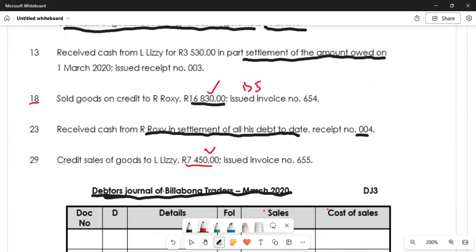7,450, which is issued invoice number 650. For Roxy, we know it is invoice number 654. This one is 655. So now we are to record this on our debtors journal.